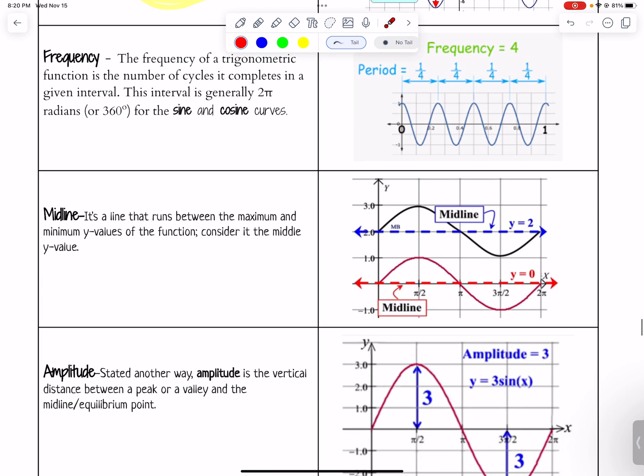The midline is what it sounds like. It's the middle of your graph. If you drew a line that helps you to separate, so that you would have the same distance to the top, or your maximum value of your graph, that you would to the bottom, that is the midline of the graph. And then the same thing for this graph. The midline here shows I have the same distance to go to the top of the graph, and then I have the same distance to go to the bottom from the middle.